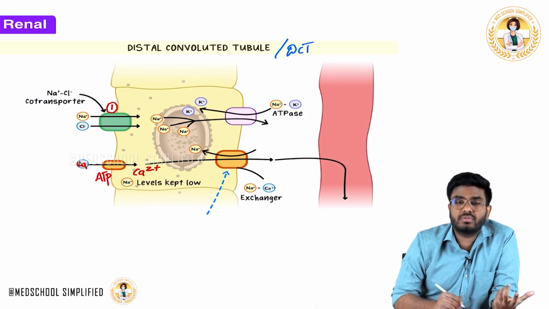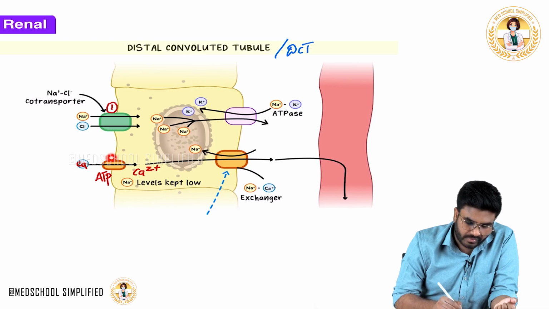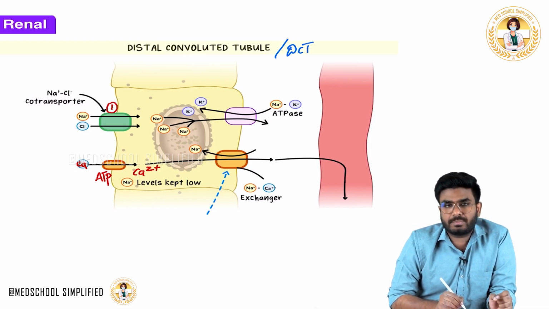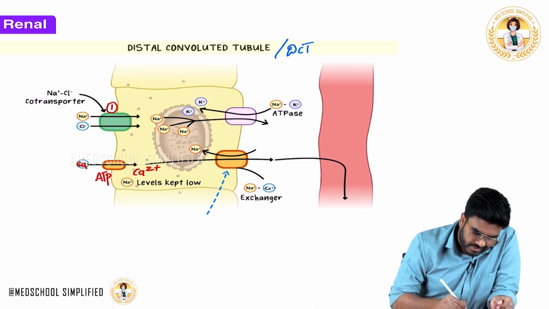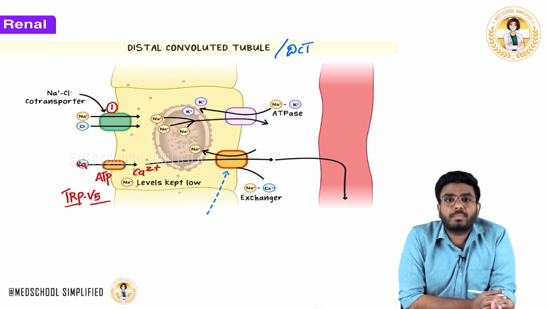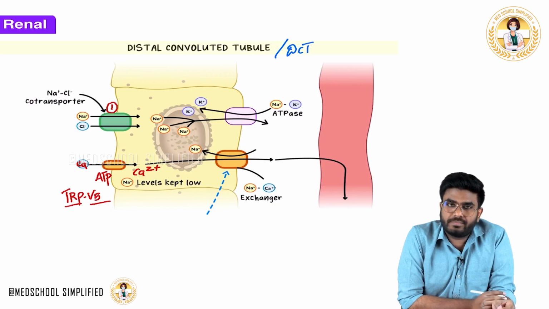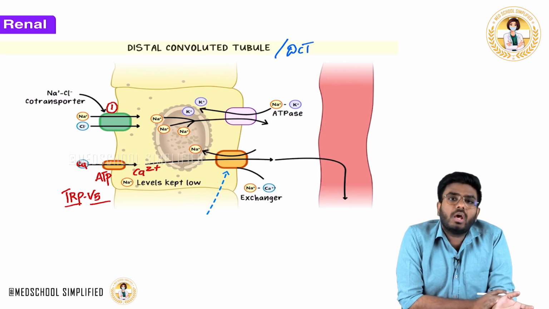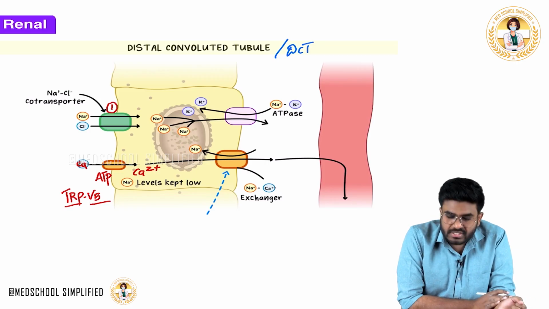Pumps use energy in the form of ATP. So this is the calcium ATPase pump, which is also called the TRPV5 channel. TRPV5 stands for transient receptor potential vanilloid calcium channel 5. No need to remember the full name, but simply remember calcium ATPase or TRPV5 channels are present on the luminal membrane.